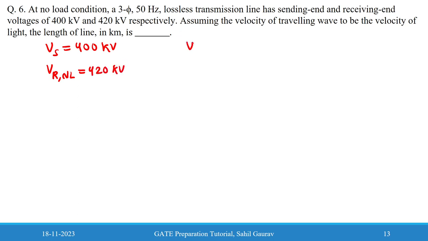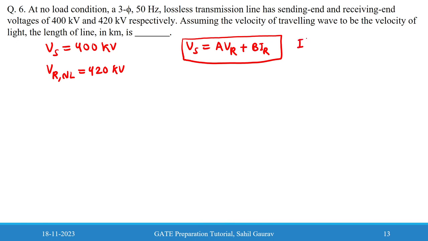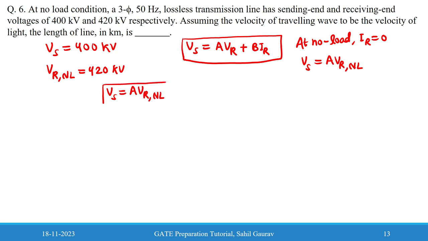So we all know that Vs is equal to A Vr plus B Ir. This is from the ABCD parameters. At no load means Ir is 0, this current is 0. So this equation will become Vs equal to A into Vr no load. From here, with Vs equal to A into Vr no load, we can find this A value.